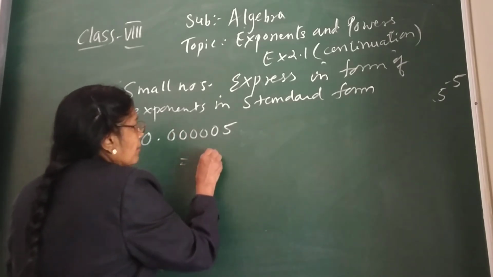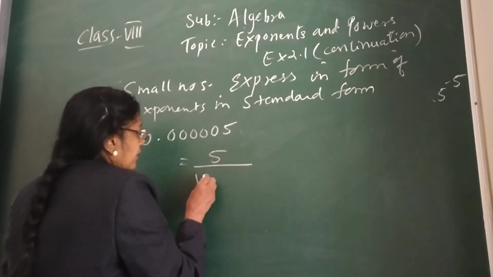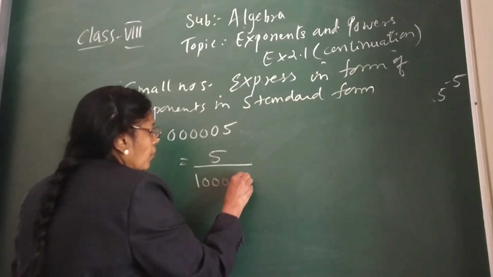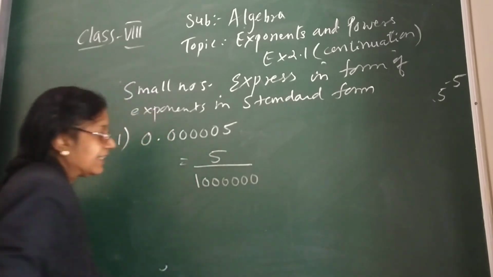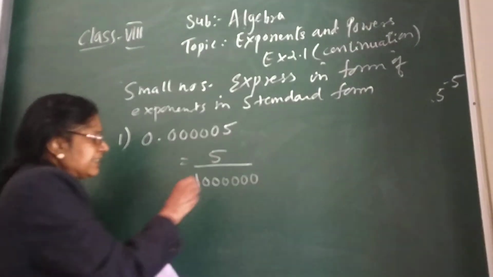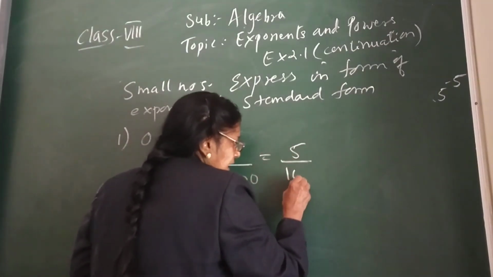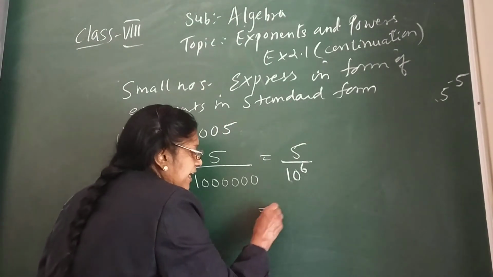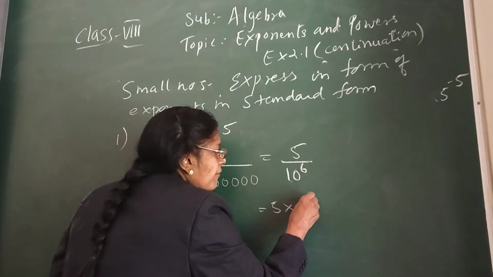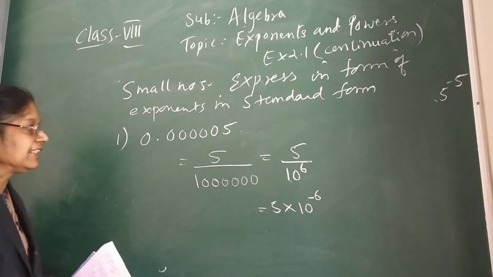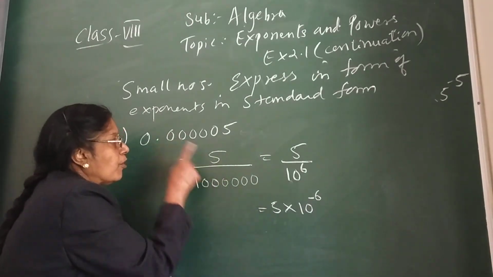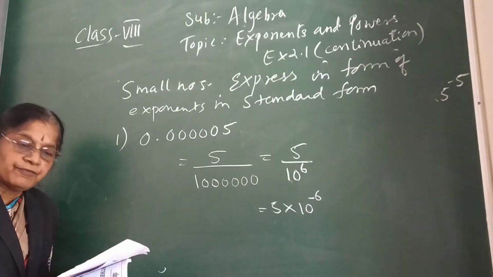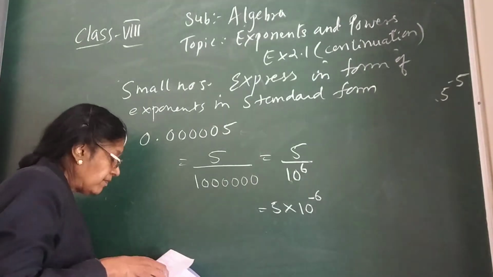That means I can write it down as 5 divided by 1 followed by 6 zeros. This I can express in the form of 5 divided by 10 to the power of 6. If I take the 10 to the power of 6 up, the power will become negative. 5 into 10 to the power of minus 6. So this is the standard form of 0.000005. So you came to know what is standard form. This is called a standard form.